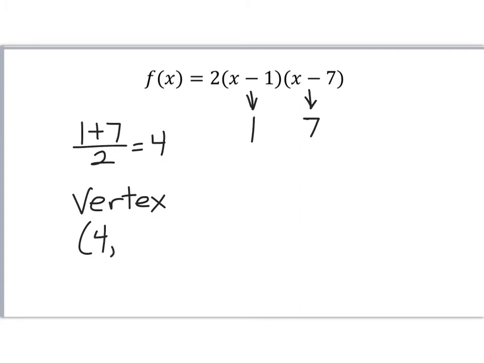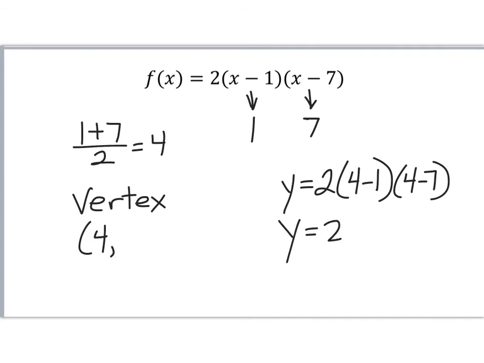Then I'm going to say y or f of x. I'm going to go back and say y since a lot of you are familiar with that. y equals 2 times, and I'm going to put 4 wherever I see an x, so right there and right here. Then y equals 2 times, that's a 3, and that's a negative 3. And what did I tell you? These two from the binomials are going to be opposites of each other. So 2 times 3 times negative 3 should give you a negative 18. And so my vertex for this parabola is at 4, negative 18.